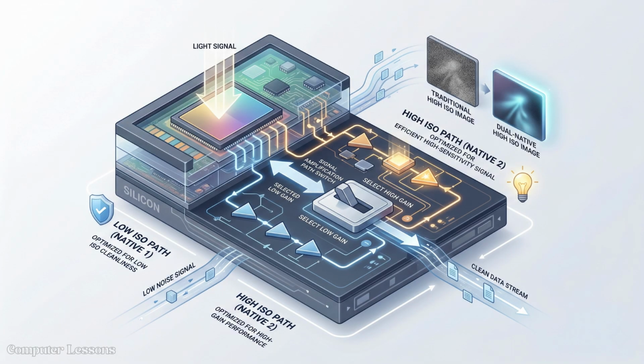Dual-native ISO technology uses two separate electrical paths for signal amplification within each pixel circuit. One path is optimized for low ISO cleanliness, while the other is designed for high-gain performance. This allows cameras to capture cleaner images at high sensitivity by switching to a cleaner circuit.